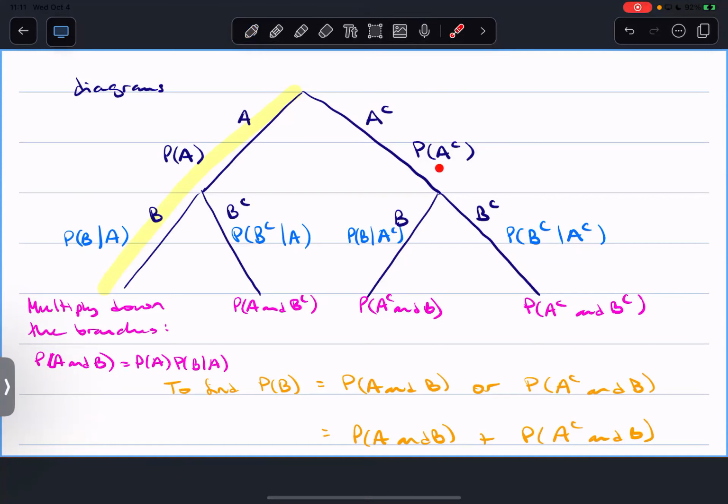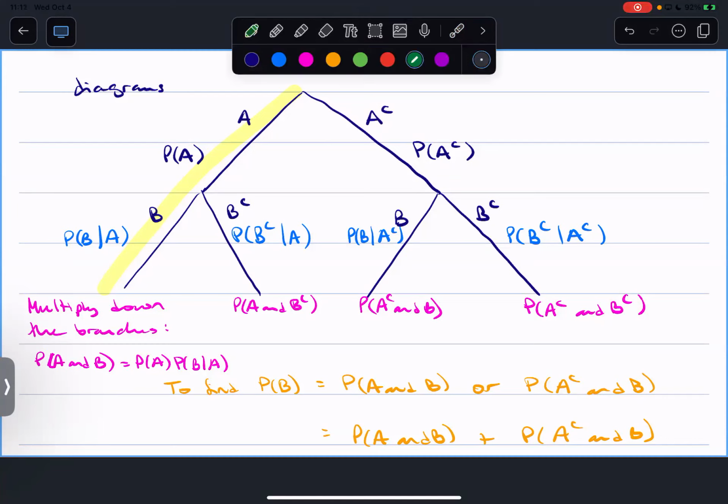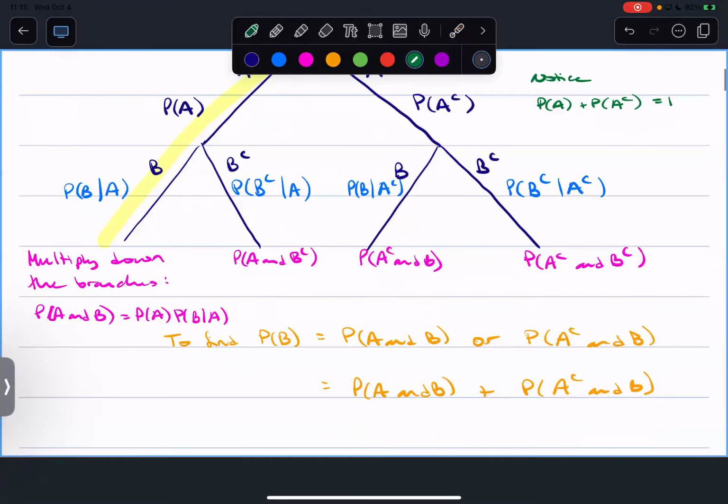Right, either A happened or it didn't happen. The total probabilities have to add to 1, right? So here, how can I show that without bunging this up too much? Notice the probability of A plus the probability of not A have to equal 1. Same with these guys. They have to add to 1, because if A happened, then B can happen or it can't happen, but one of those two things has to occur. Right? And these have to add to 1.